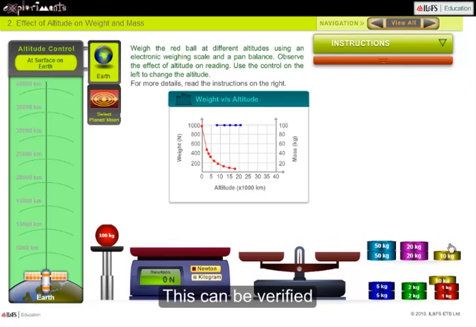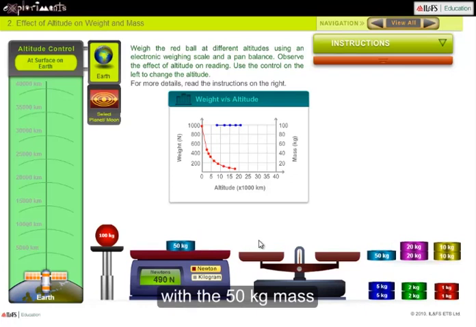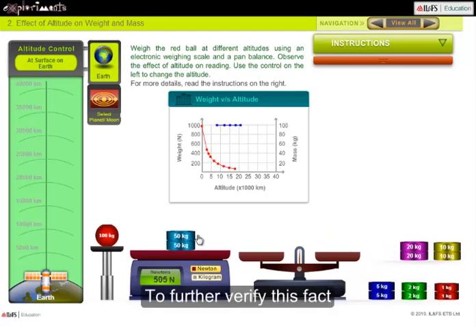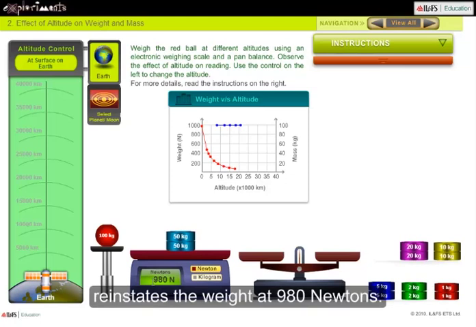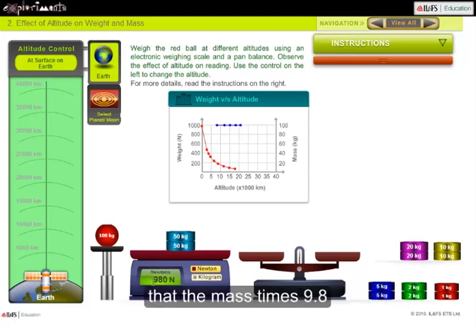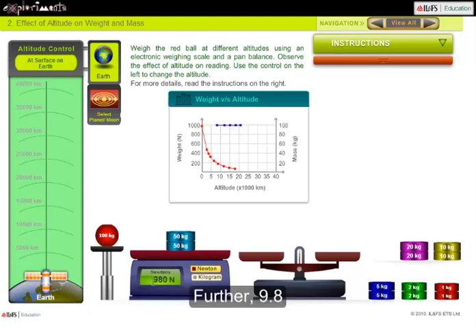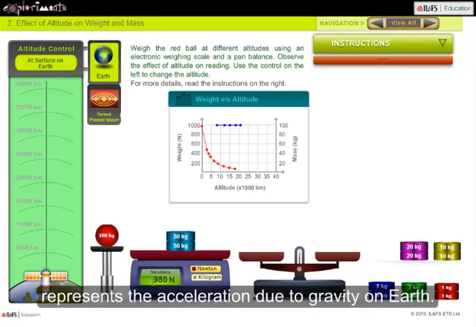This can be verified with the 50 kilogram mass. 50 kilograms weighs 490 newtons, which is 1/2 of 980 newtons. To further verify this fact, making the mass 100 kilograms reinstates the weight at 980 newtons. From this we can conclude that the mass times 9.8 translates to the weight of a body on Earth. Further, 9.8 represents the acceleration due to gravity on Earth.